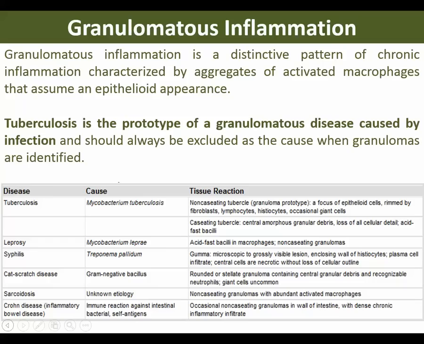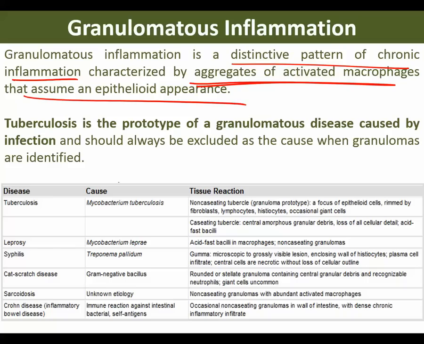Let's go one by one. Granulomatous inflammation is a type of chronic inflammation. It is a distinct pattern of chronic inflammation characterized by aggregates of activated macrophages that look like epithelioid cells. We call it epithelioid appearance. Tuberculosis is the best example to study this disease.